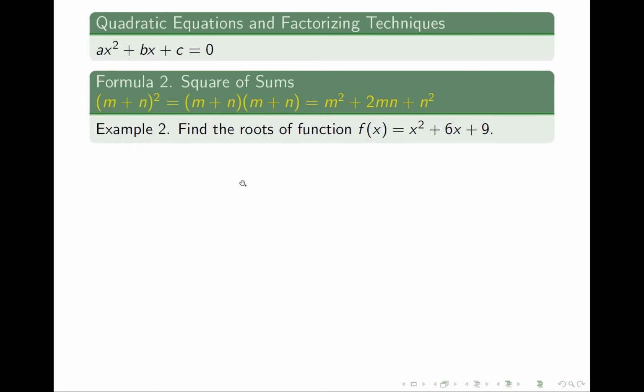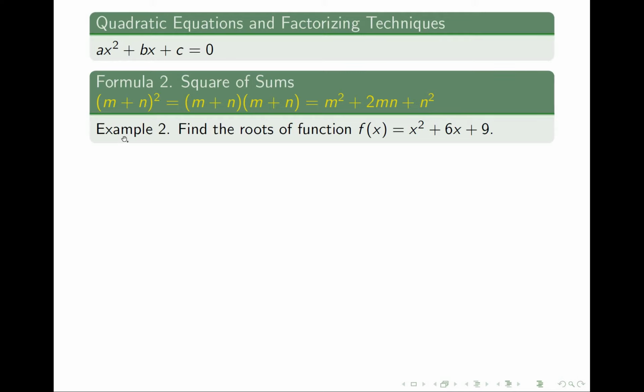So formula number 2 is the square of sums. If we say (m plus n) squared equals (m plus n) times (m plus n), which can be written as m squared plus 2mn plus n squared.